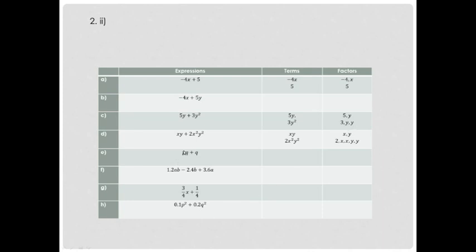In number D, we have xy plus 2x squared y squared. We can separate this into two terms again because there is a plus in between. So the terms are xy and 2x squared y squared. So xy can be separated into x and y. Then 2x squared y squared can be separated into 2, then x, x, y, y, because there are 2 x's and 2 y's here.